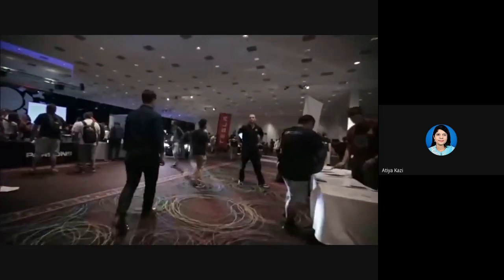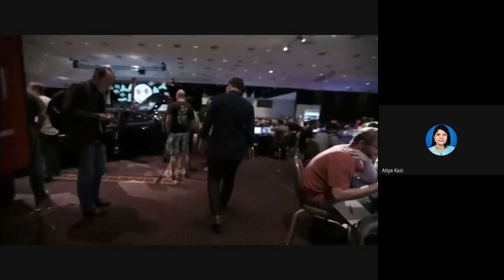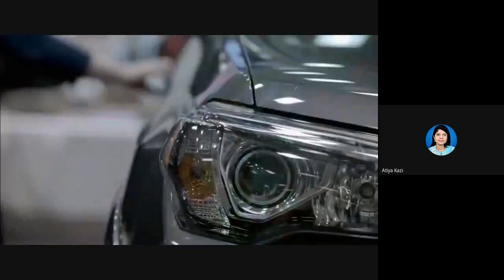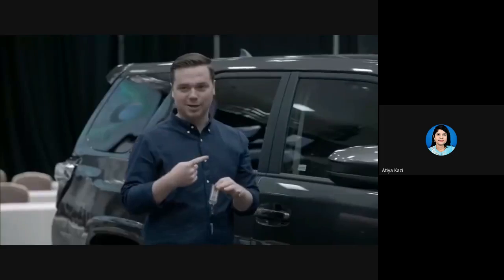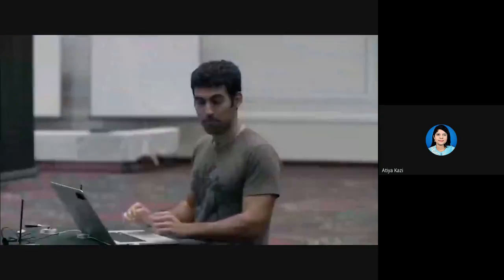This is the DEF CON ballroom. This is for the main room where things are happening. And it's pretty wild. I think this is car hacking village. This car's locked. Can you get me in? I'll unlock it for you. Should be good.